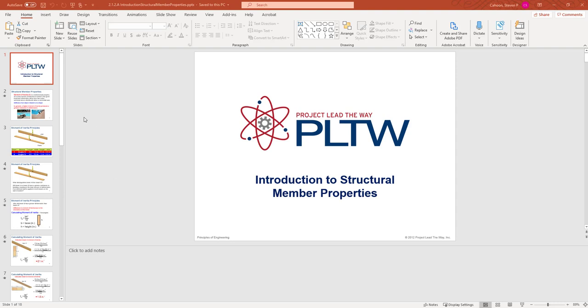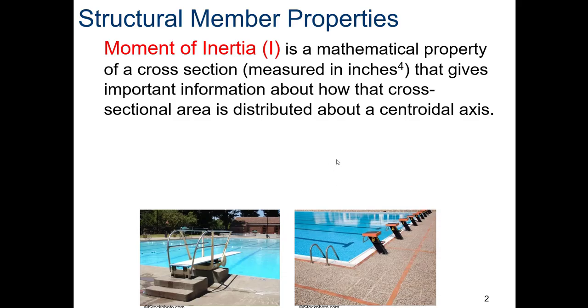Okay, so let's get started today with our PowerPoint. I'm going to go back and forth between the PowerPoint and Smart Notebook so I can draw some things and talk about some things in the PowerPoint. So let's start with the PowerPoint. Structural member properties: moment of inertia, known as capital I.